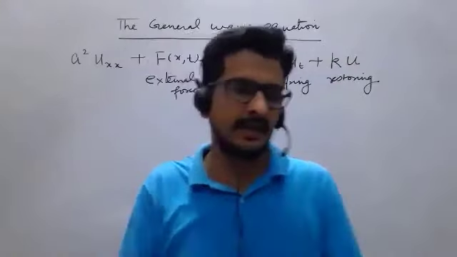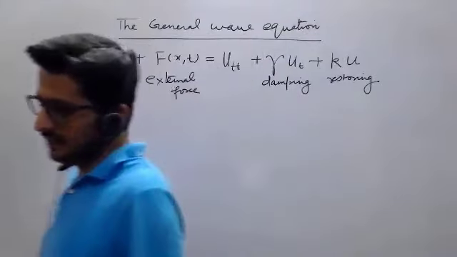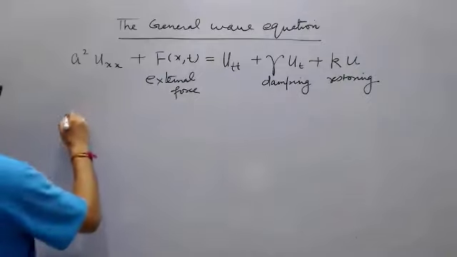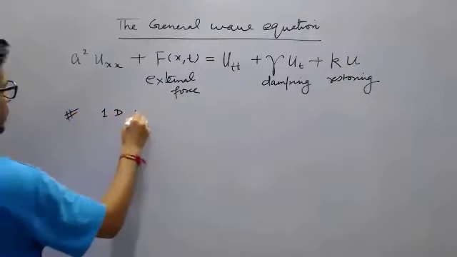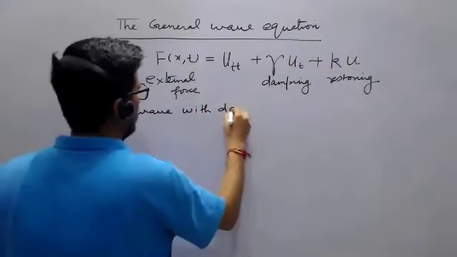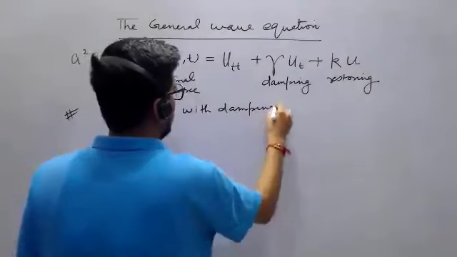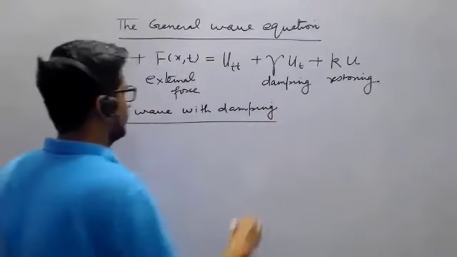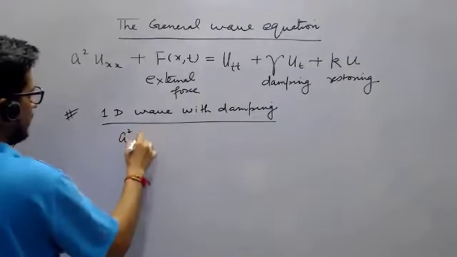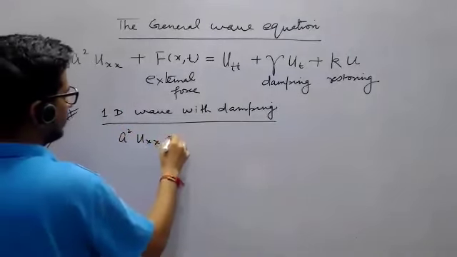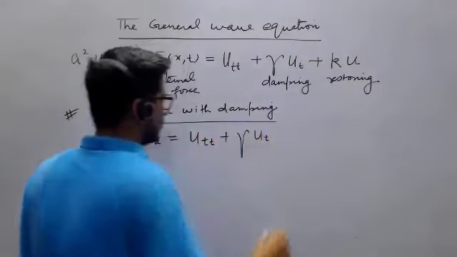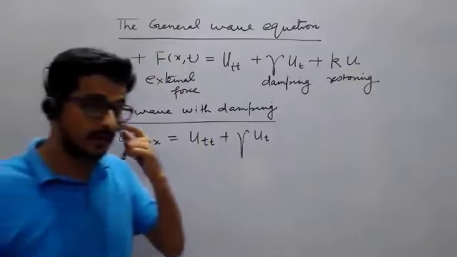Okay, but just to understand, I can give you a glimpse of a very simple case, which is the one dimensional wave with damping, just to tell you how the damping works. Only the damping factor I will take, no other factor. So what will happen? a square uxx will become equal to utt plus gamma times ut. This is the equation that I want to address.